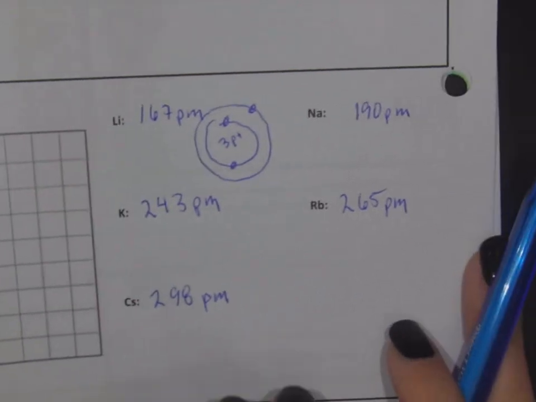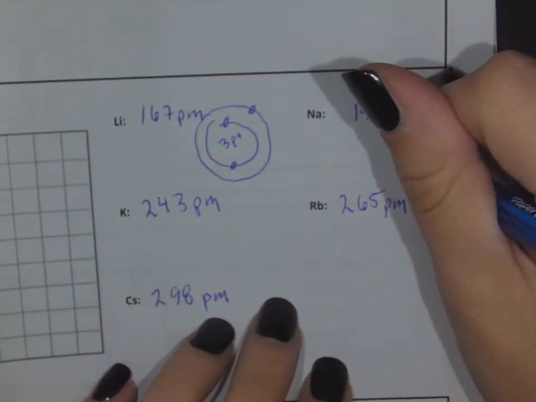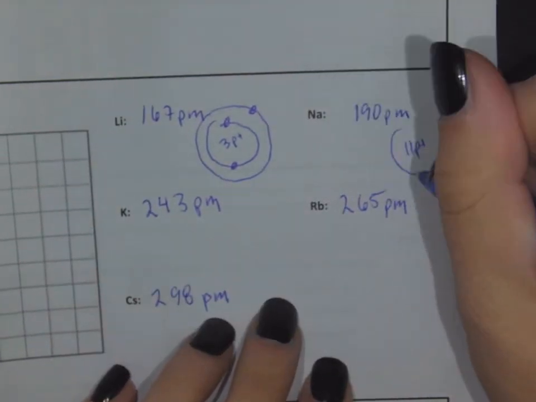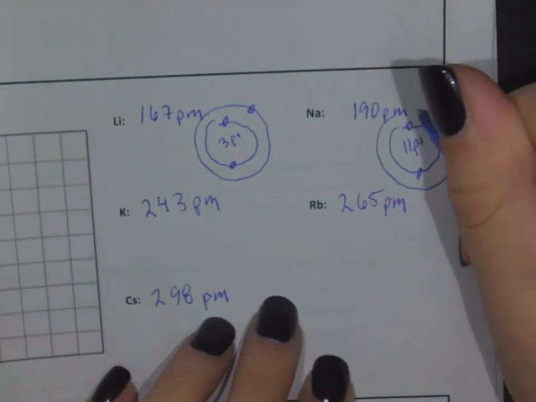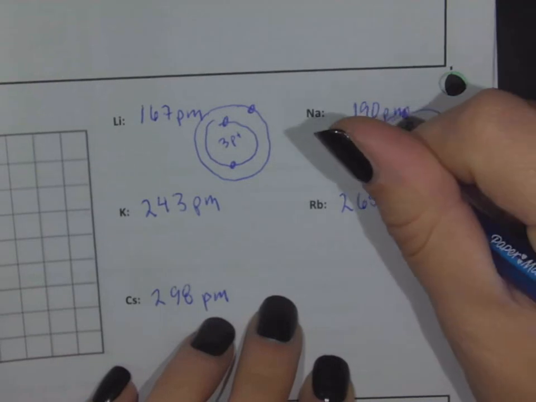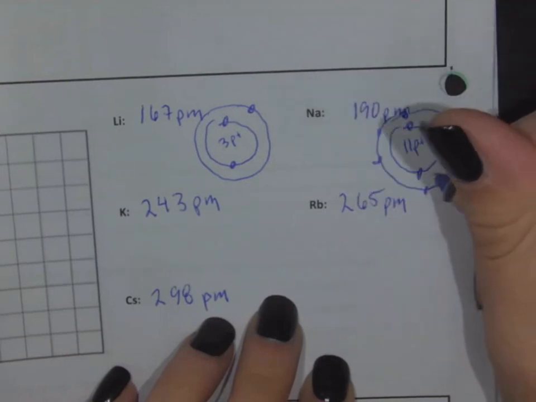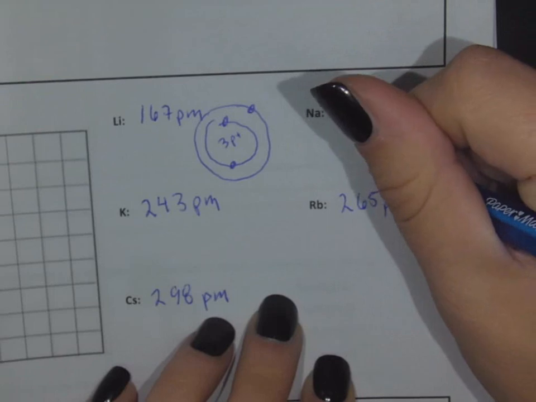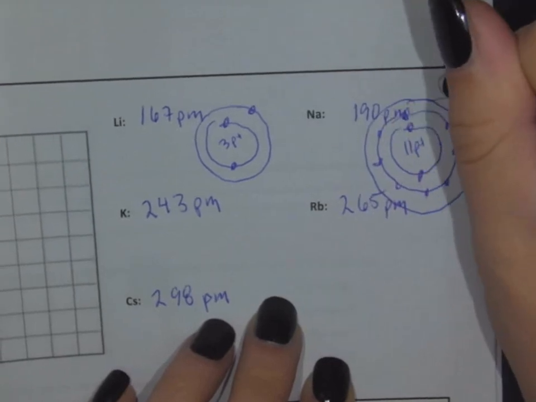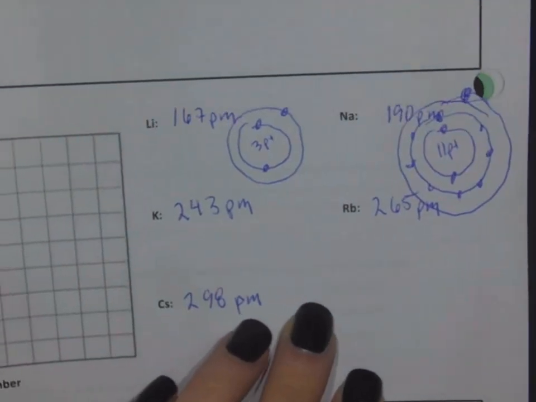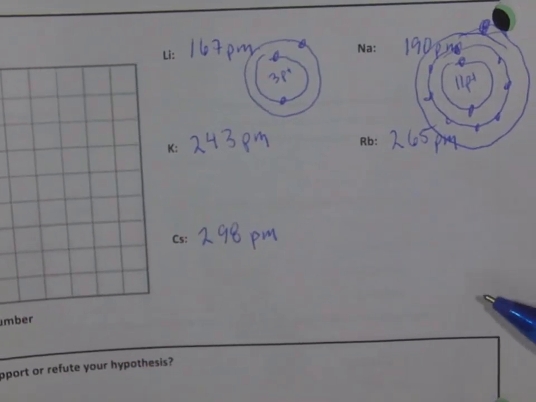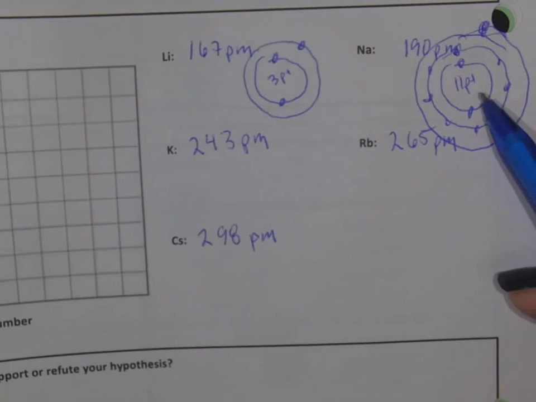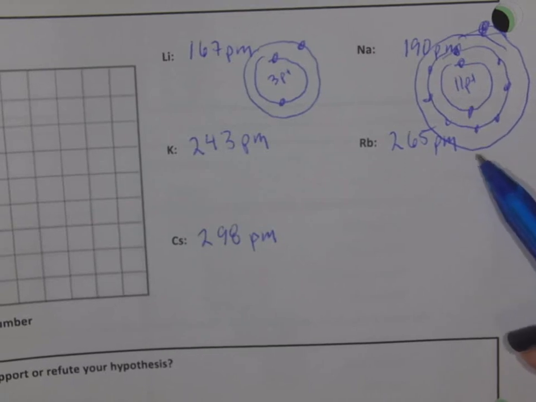So sodium, which has 11 protons, energy level 1 has 2 electrons, energy level 2 has 8, energy level 3 has 1 electron. This is what we are thinking is the main contributor to atomic radius. The greater number of energy levels, the larger that atomic radius.